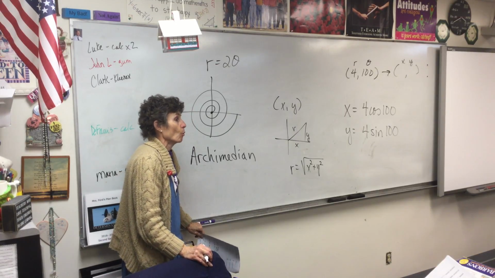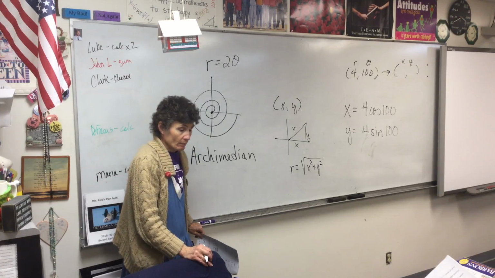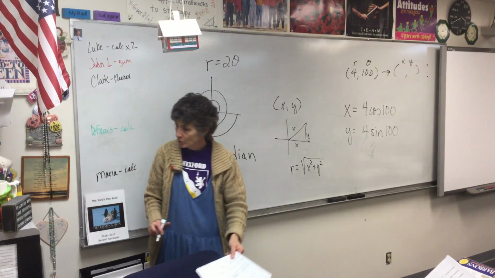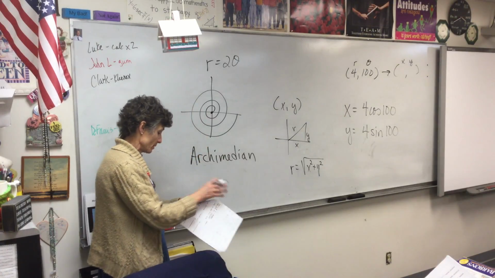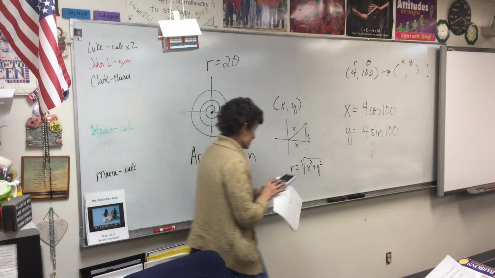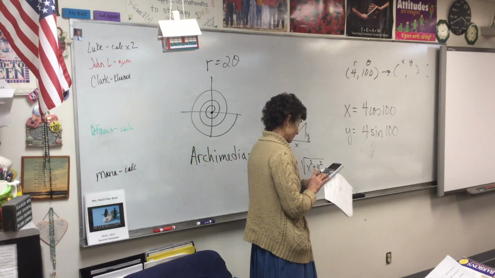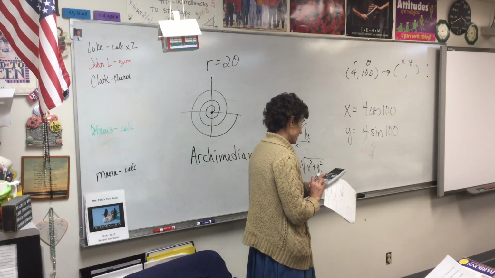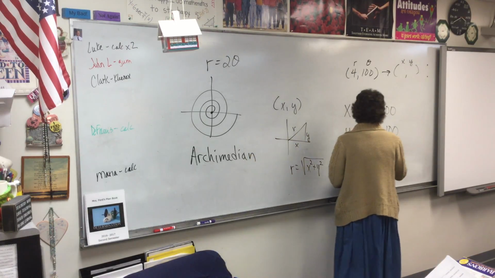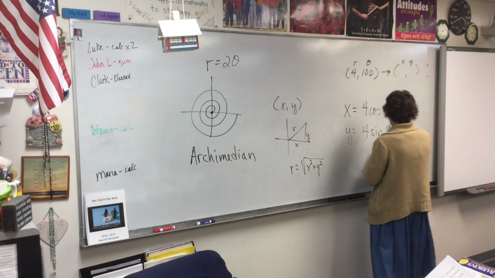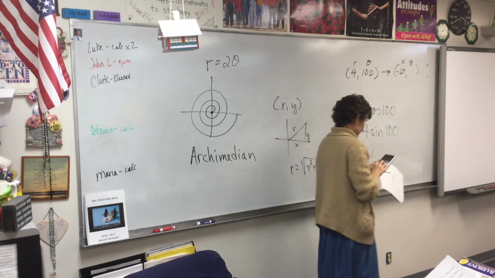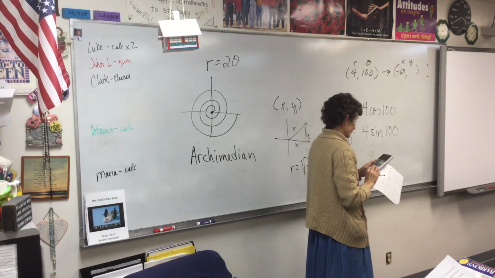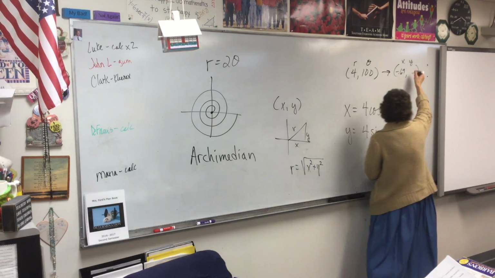Okay, so what do we need to do? Well, we need our calculator. 100 degrees is not an angle that we are familiar with. So make sure you're in degrees. And I am getting negative 0.69 and 3.94.